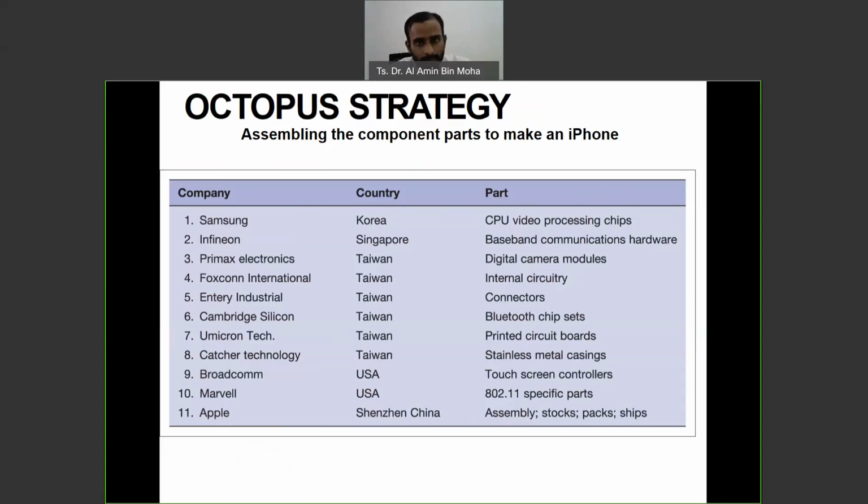Another example is the iPhone. It is not in the octopus diagram, but you see we have about 11 companies involved in making this iPhone, even across countries. And this is the explanation of the parts.